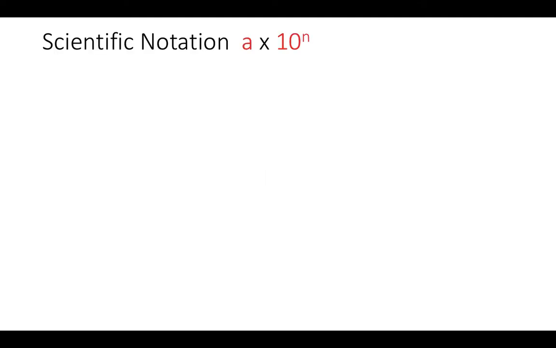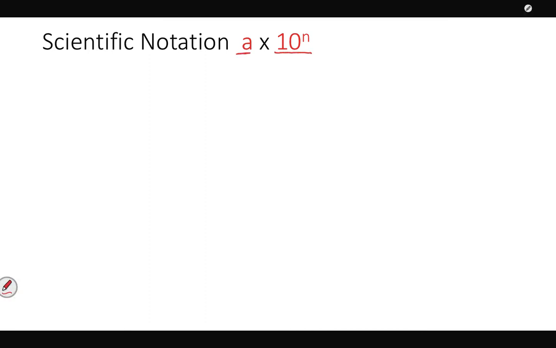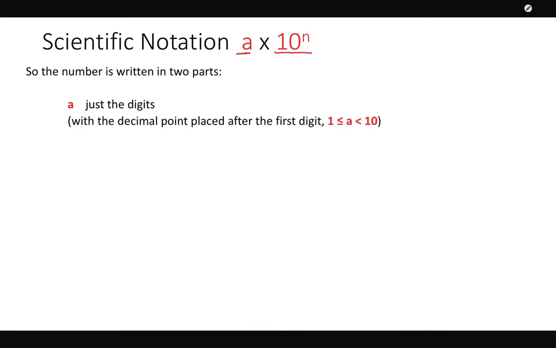First of all, scientific notation is used to rewrite numbers that are very, very large or very, very small. And we use a base number times some power of 10. So the number is written into two parts. First, you have just the A, which is just the digits. And that is where we take the number and we place the decimal so that the number is between 1 and less than 10. So only one number can be to the left of the decimal point. Then the second part is followed by the power of 10.